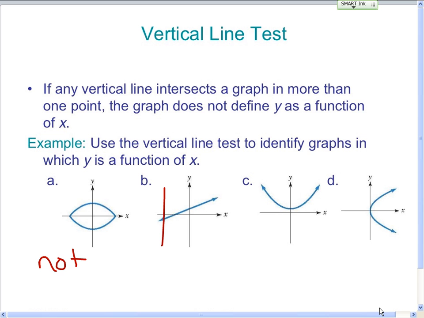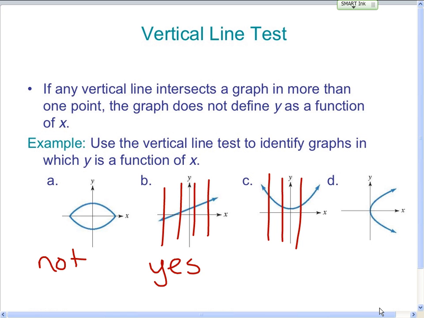B, I can draw a vertical line anywhere and still only touch once. So this one, yes, it is a function. C, I can draw a vertical line anywhere and only touch once. And D, I'm going to hit twice. So D is not a function.